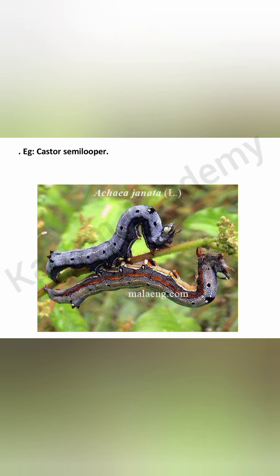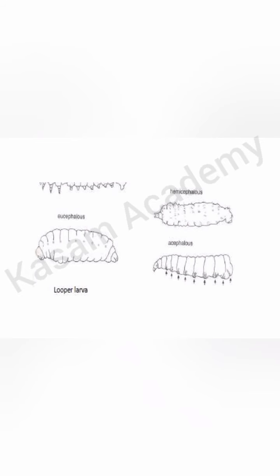The next type of polypod larva is the semilooper. Here in the image you can see a Castus semilooper, in which the legs are present on the 5th, 6th and 10th abdominal segments, and the 3rd and 4th abdominal segment legs are reduced. So whenever it is walking, it will form a small loop because only 2 legs have been reduced. In this slide we can see different types of polypod larva.